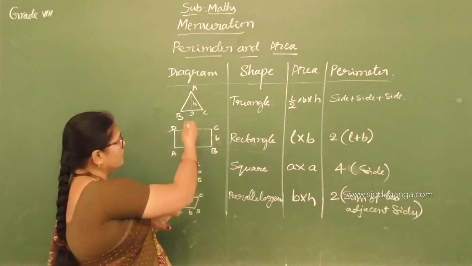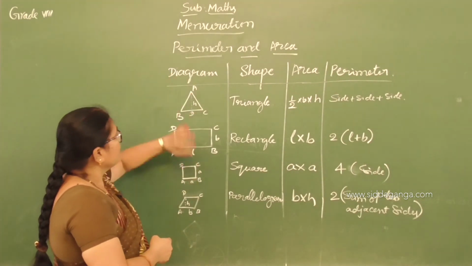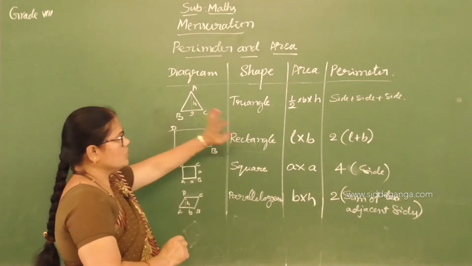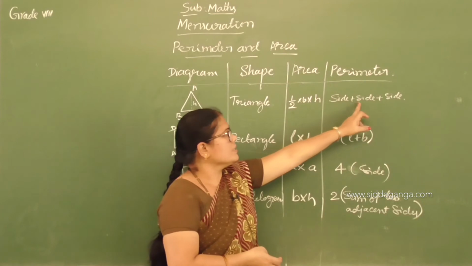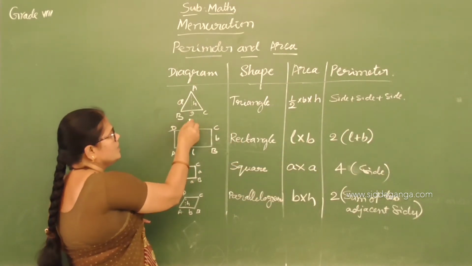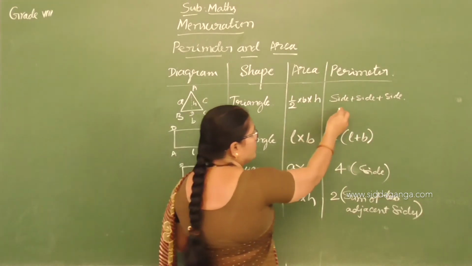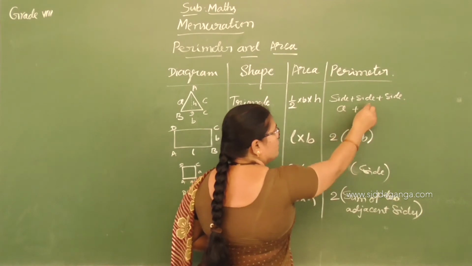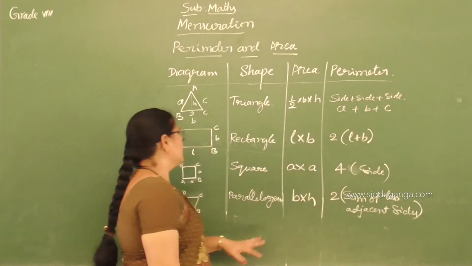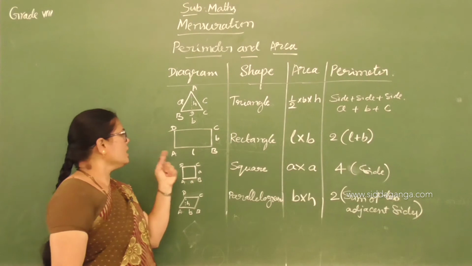And its perimeter: the perimeter of the triangle is equal to side AB plus BC plus AC. I can take side AB as a, BC as b, AC as c. So perimeter of triangle is equal to a plus b plus c, sum of the sides. Next figure, these are all plane figures, 2-dimensional figures.